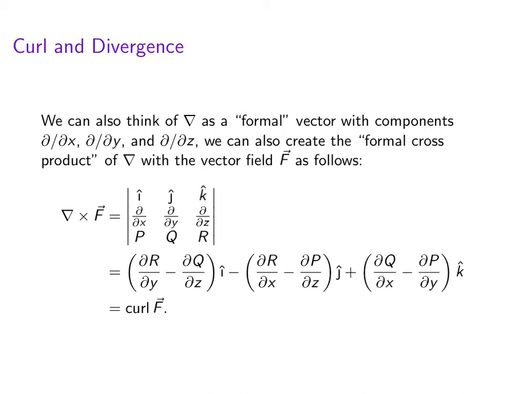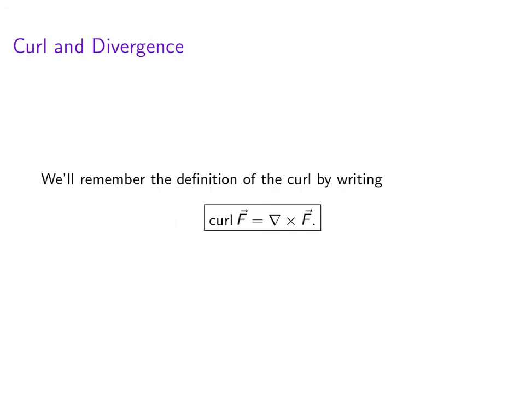And if you go back and look at what we had before, this is the curl of F that we've defined previously. Take care to note that here we're writing it with a minus because it came out of a determinant. When you go look at the one before, it didn't have a minus sign, but on the other hand, the expression that we had before, these two were backwards, so it really is the same thing. So we're going to remember the definition of the curl by writing curl F equals del cross F. So it can be computed using this sort of formal cross product.